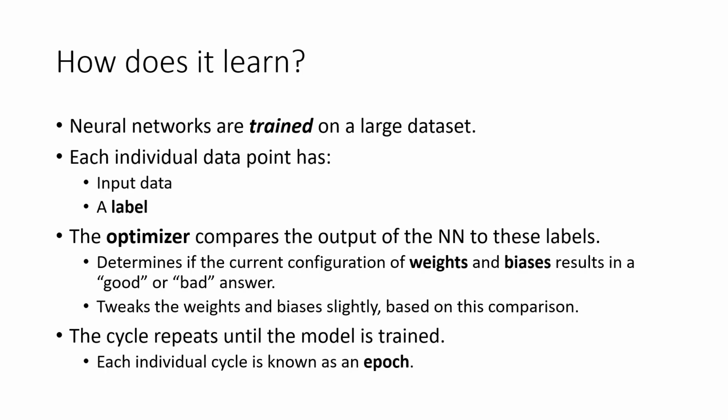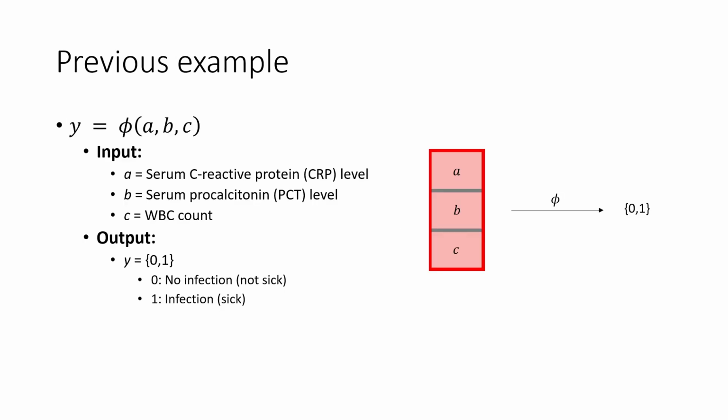Neural networks are trained on large sets of data, which contain thousands to millions of data points. And each data point within the data set has input values and known output values that are called labels. Now, during training, the neural network makes a prediction using its current configuration of weights and biases. This prediction is compared to the label by something known as the optimizer, which can tweak the weights and biases of the neural network.